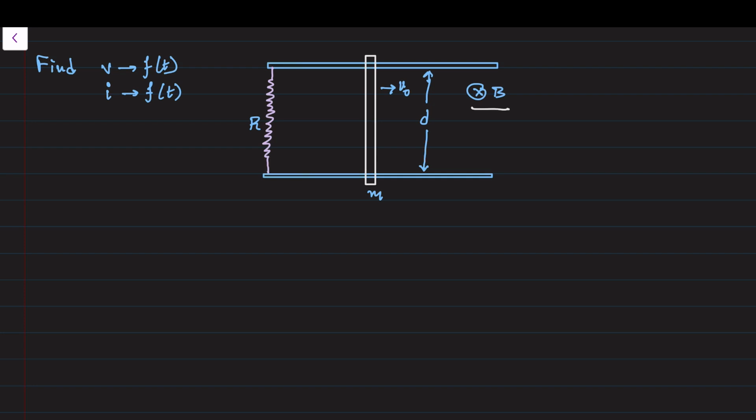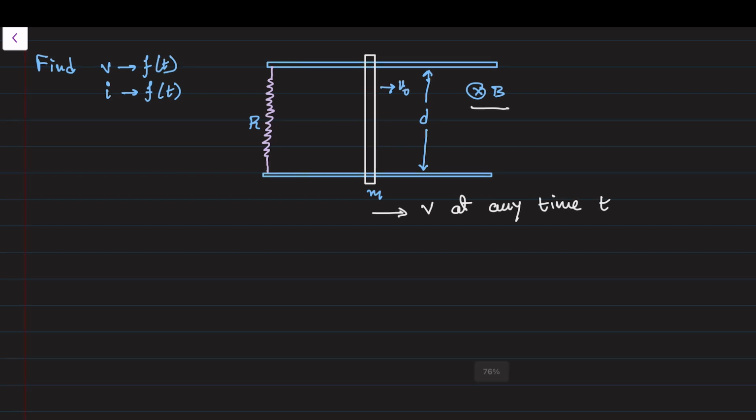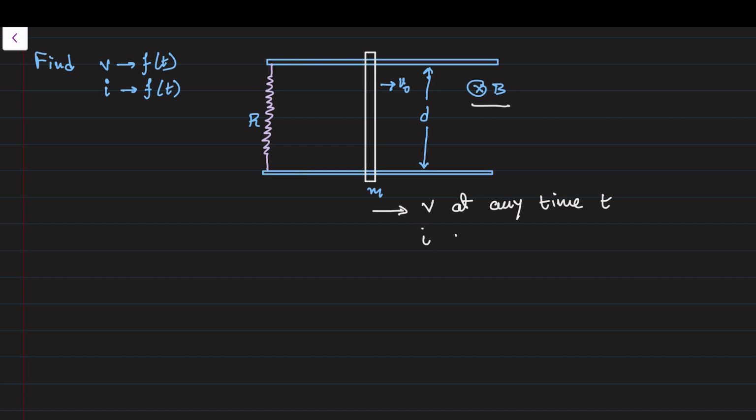Now let us say it is having the velocity v at any time t. This conducting rod is having the velocity v at any time t, and at this time I is the current in the circuit.